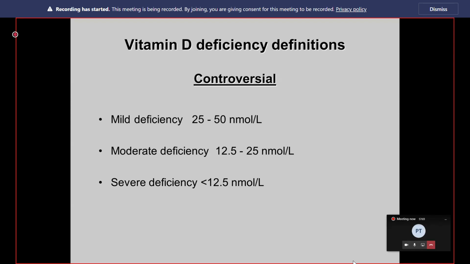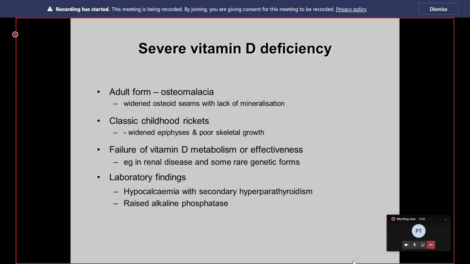Vitamin D deficiency, the definitions are controversial. Depends which cutoffs your country uses. In Australia, we use 50 as the normal. So we say at the end of summer it should be more than 50, so that in winter it can be still 50 nanomoles per liter. Again, note the units, it's nanomoles per liter, the SI units. So severe vitamin D deficiency causes osteomalacia in adults and rickets in children.